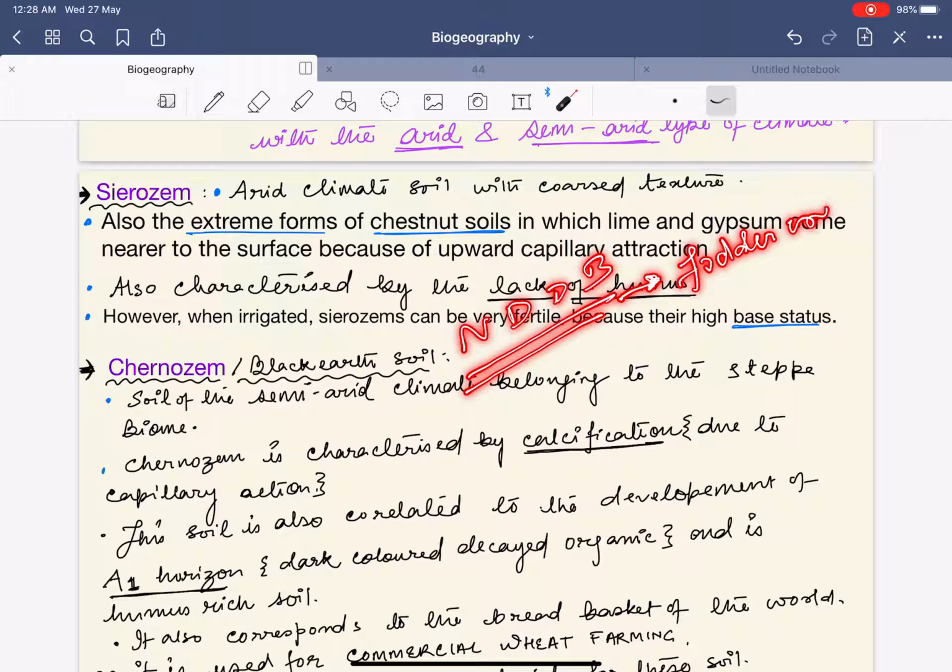What is this fodder crop? Fodder crop is nothing but that particular kind of crop which is used to feed your cattle. NDDB is using this fodder crop growth in your xerosum soil in the Thar desert. And the very reason for the growth of this fodder in the xerosum soil is to minimize the soil erosion via wind.